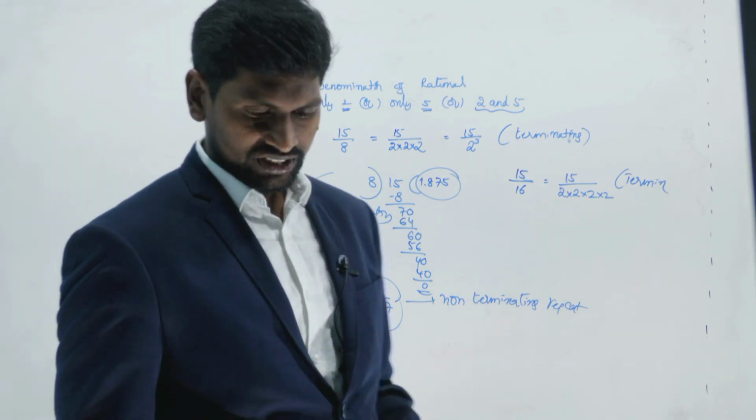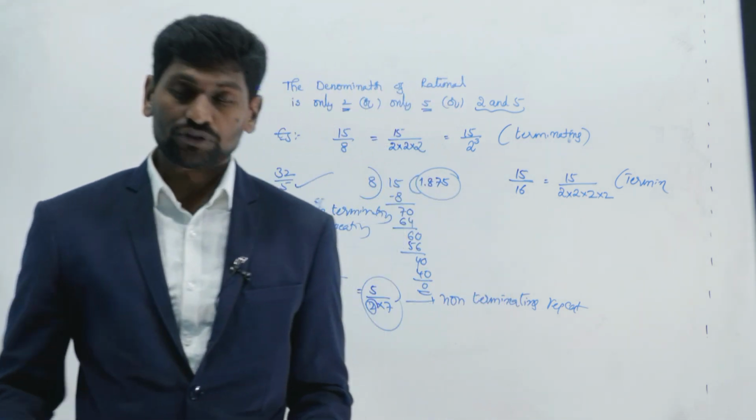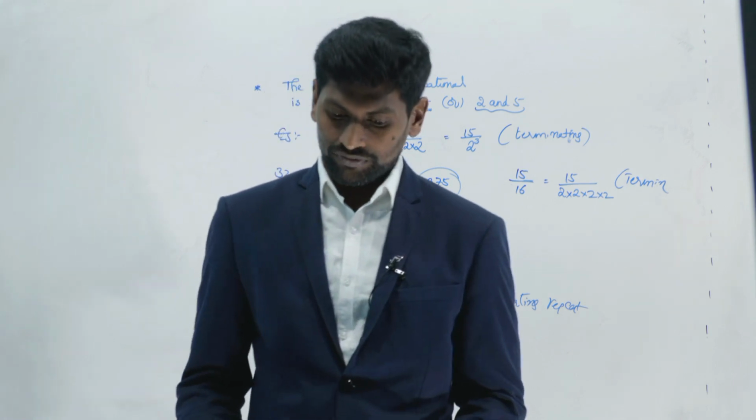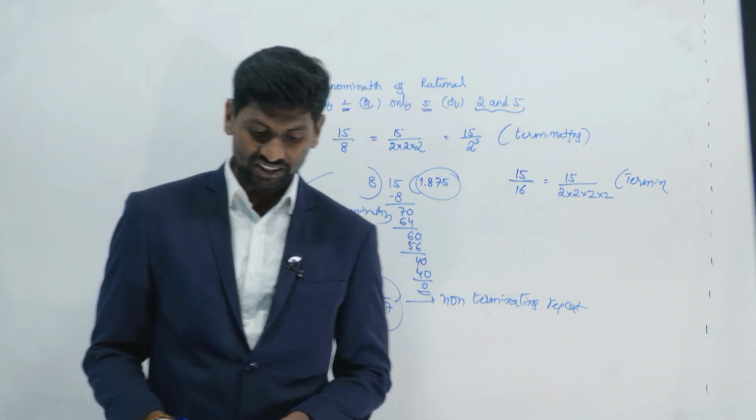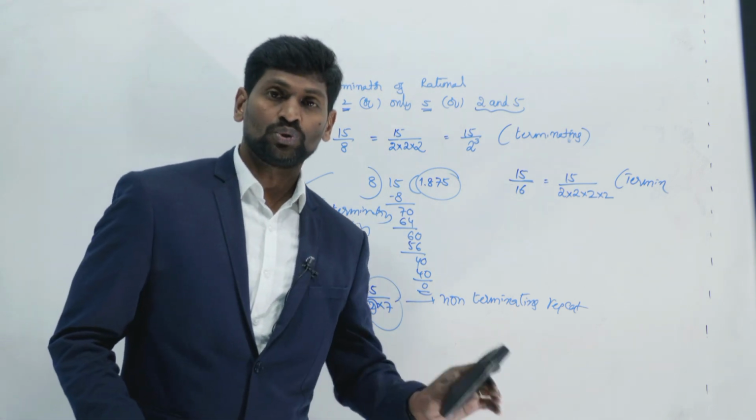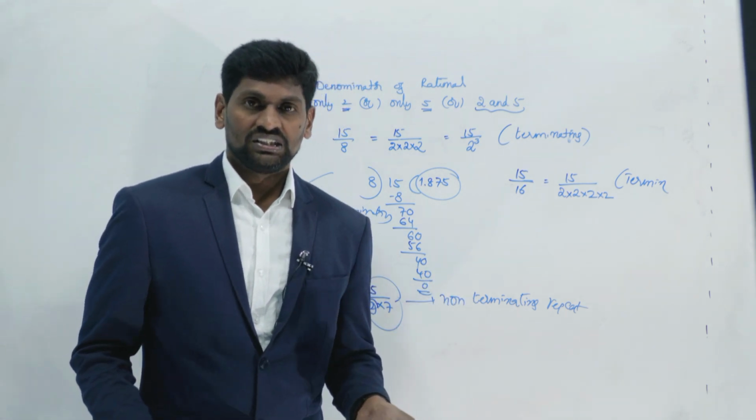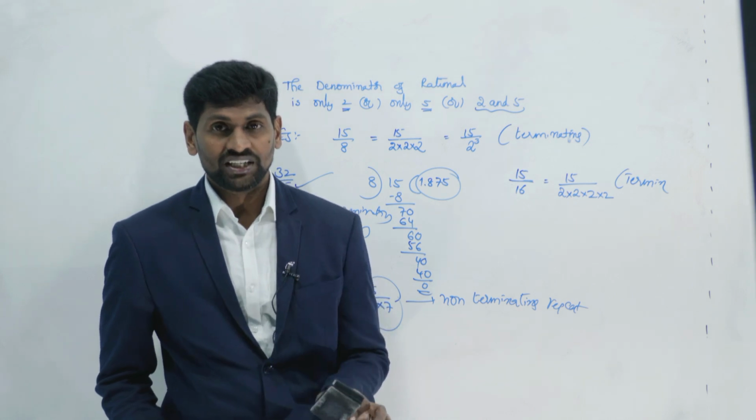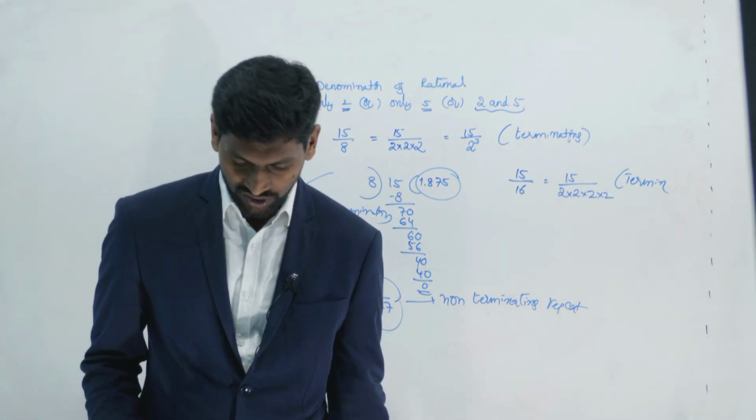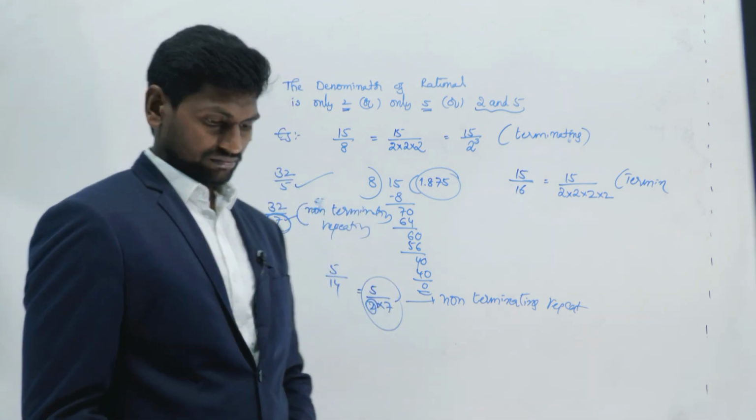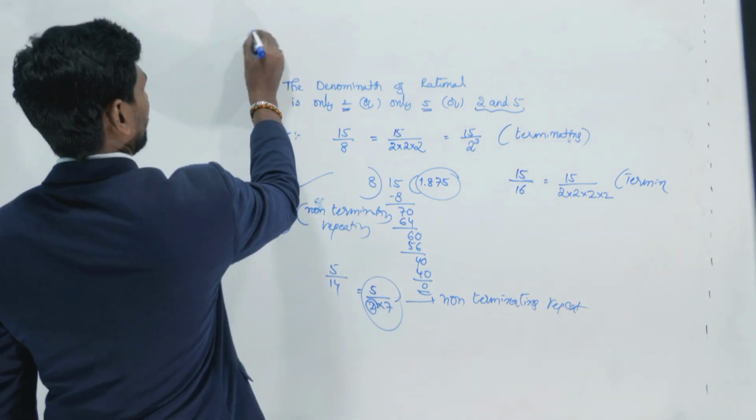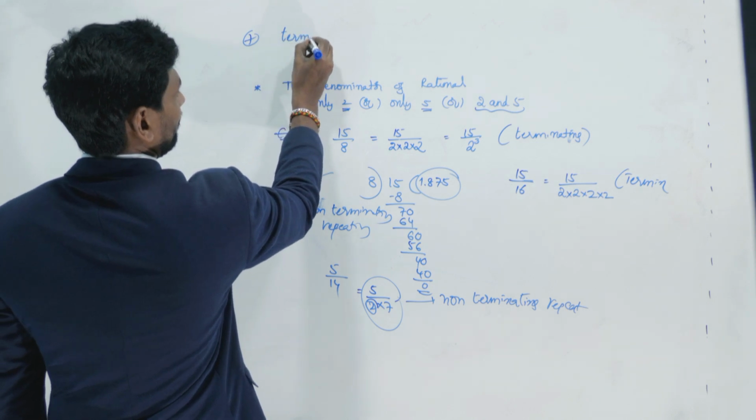So the 7th problem: the fraction is in the simplest form after cancellation. In the simplest form of a rational number, while you are observing the denominator having the prime factors, if the prime factors contain only 2 and 5, then we can say that the fraction number is a terminating decimal. So the 7th one's answer is terminating decimal. Okay.